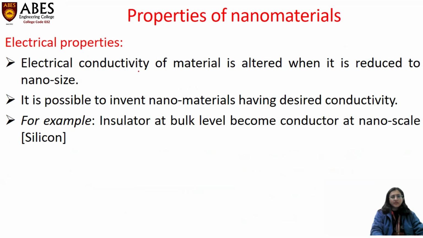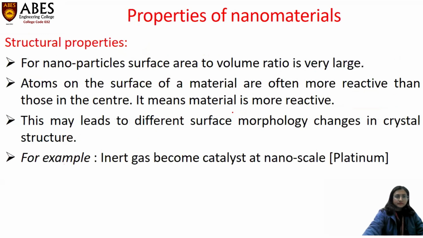Likewise, we can find the properties varying for electrical properties. Again, the electrical conductivity of a material can be changed at nanoscale. Even a desired amount of conductivity can be achieved for a particular material. As we change the size of a material, nanomaterials of desired conductivity can be obtained. A second lively example for electrical properties is silicon. Silicon is basically an insulator at bulk level, but it can act as a conductor at nanoscale.